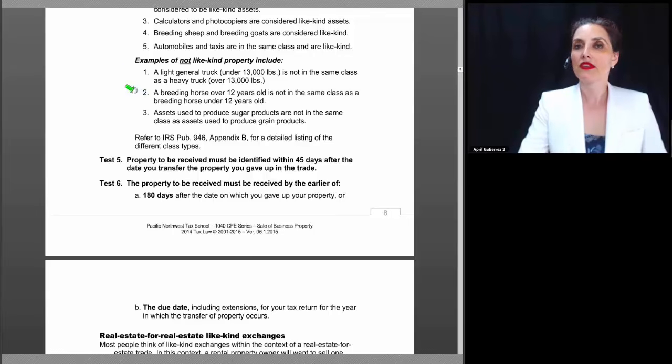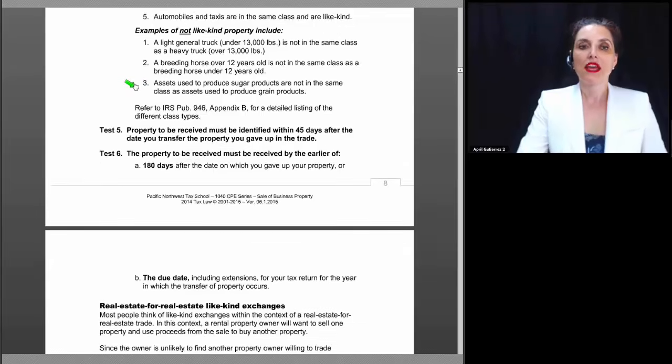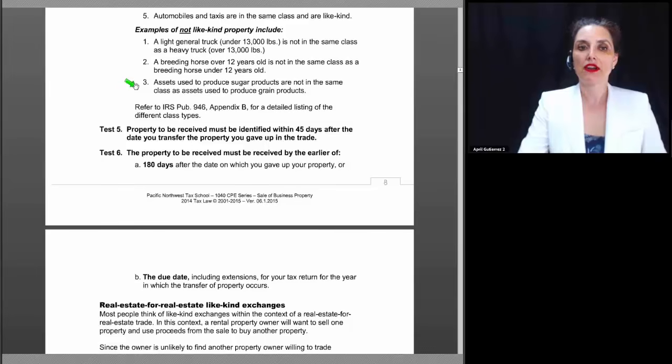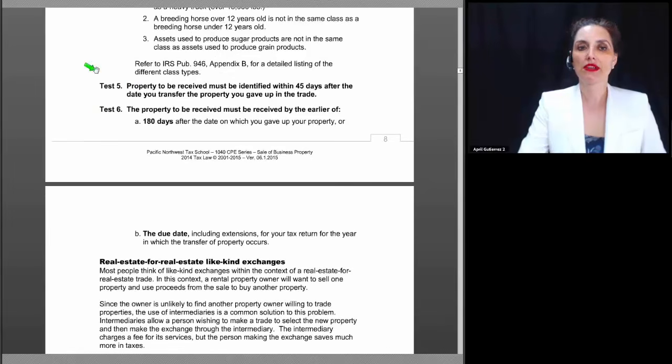A breeding horse over the age of 12 is not in the same class as a breeding horse under the age of 12. And assets used to produce sugar products are not in the same class as assets used to grow grain products. You can refer to IRS Publication 946 and Appendix B for a listing of all of the different class types.